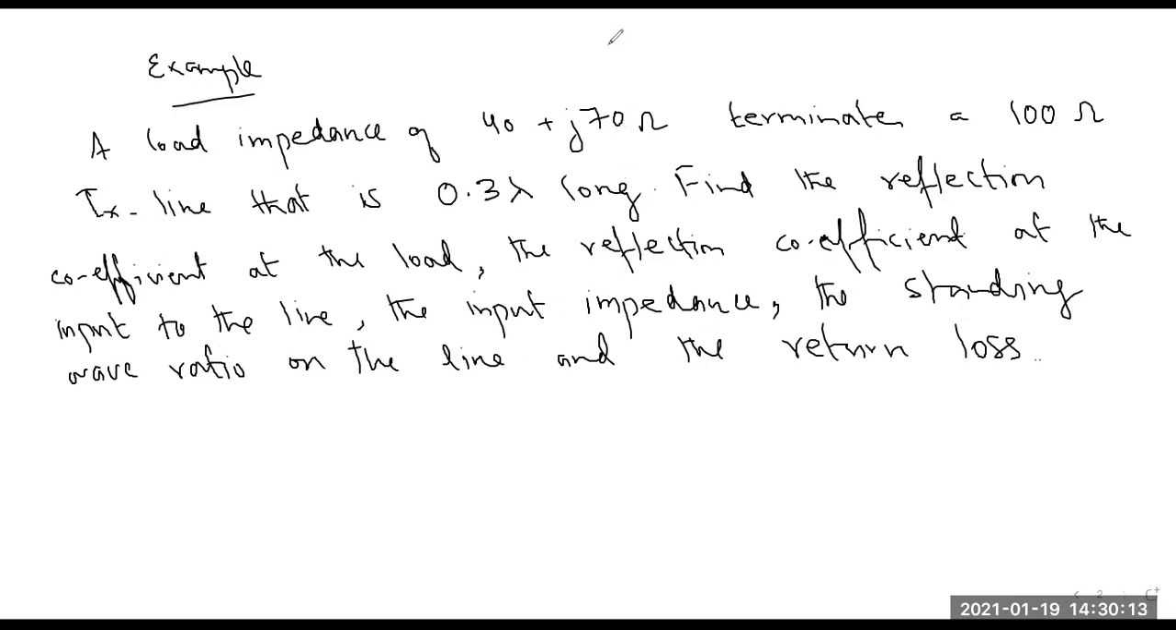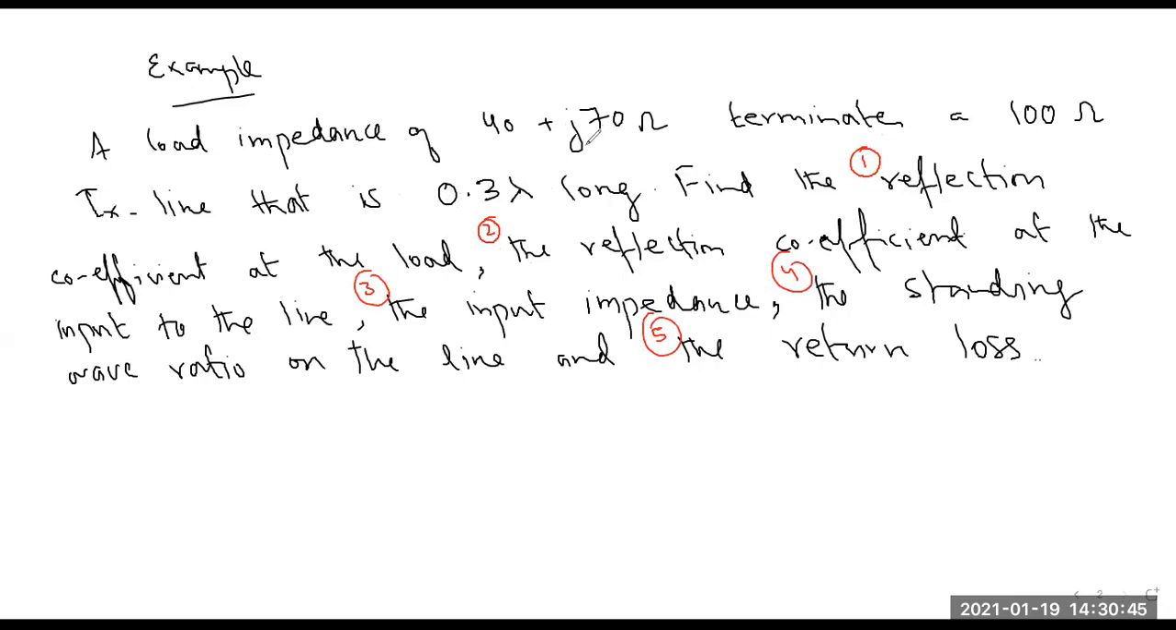So you can see we need to find out a number of unknowns within this problem. The first thing we need to find out is the reflection coefficient at the load. Secondly, the reflection coefficient at the input to the line. Third, the input impedance. The fourth one is the standing wave ratio on the line. And the fifth one is the return loss. So these are 5 unknowns that we need to find out for this problem.